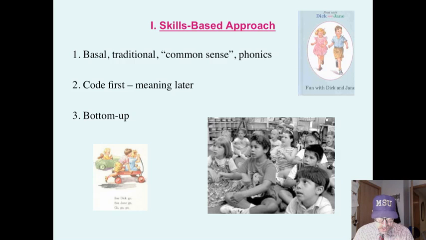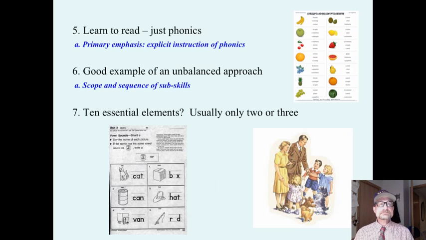The emphasis is on code, to figure out the alphabetic code first, to discover the letters and their sounds, knowing that we'll focus on the meaning of what we read later. If you grew up like I did, this is the approach the Dick and Jane series took. It's a bottom-up approach where you focus on letter sounds, and then words, and then sentences, and then ideas.